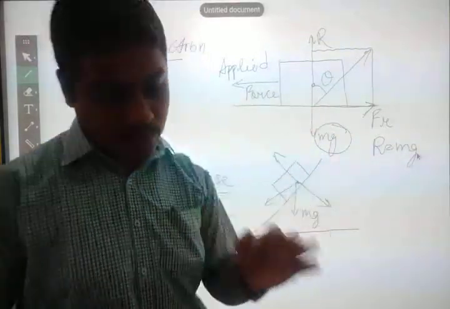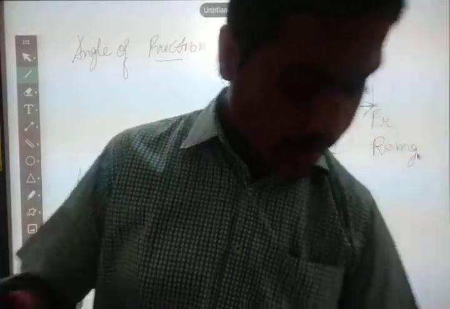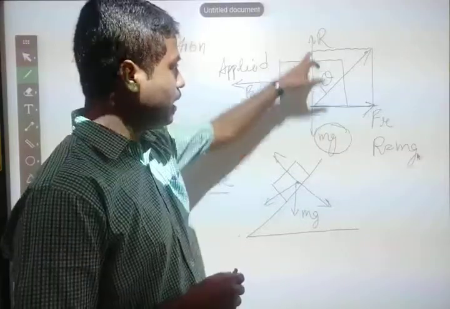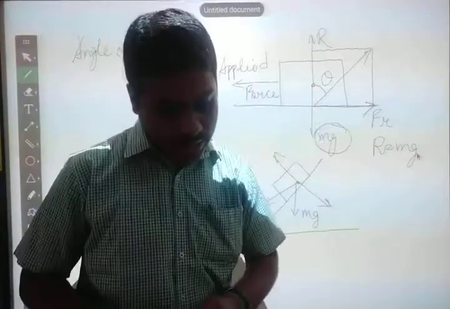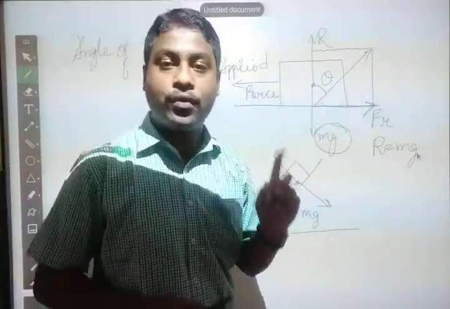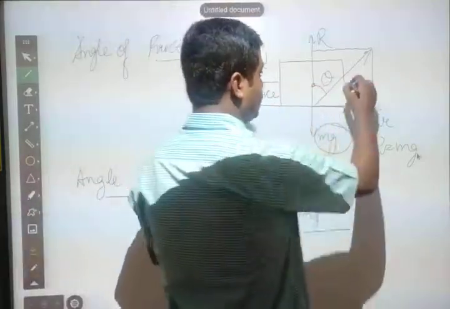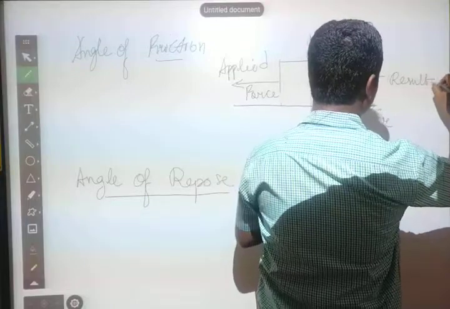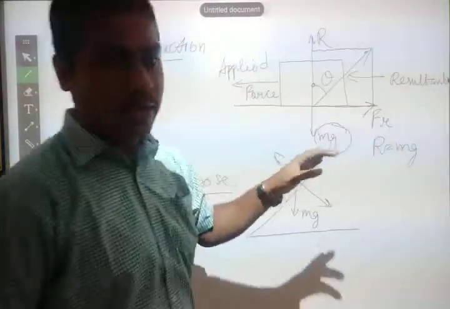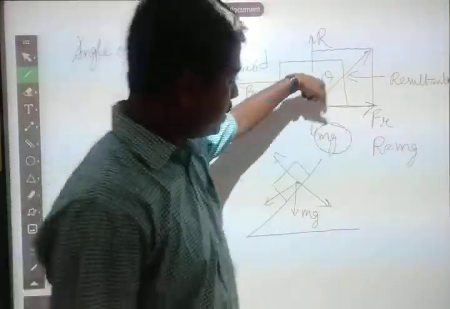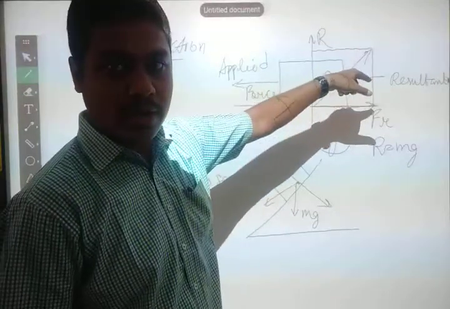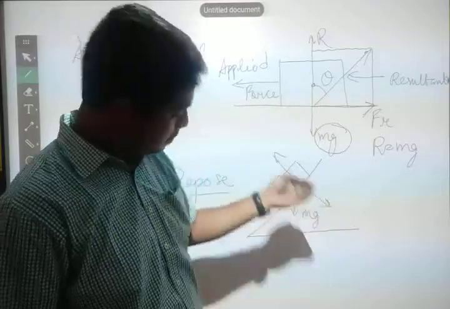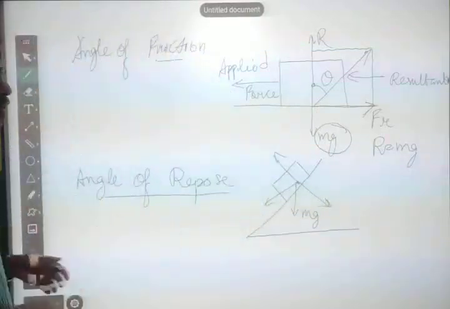If you want to write a definition of the angle of friction, you can write: the angle between the normal reaction and the resultant of the limiting force of friction. This is the resultant. The angle between the normal reaction and the resultant force of limiting friction is called the angle of friction.